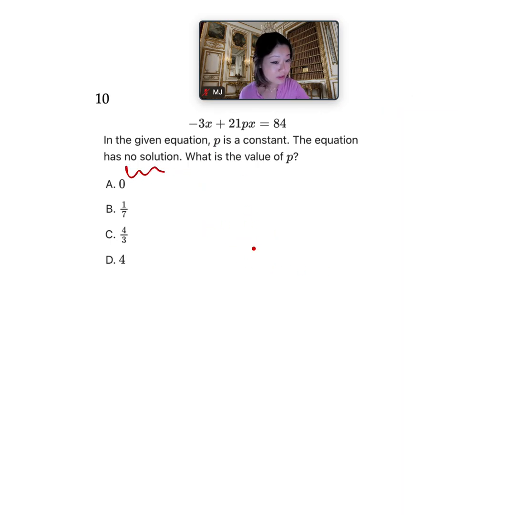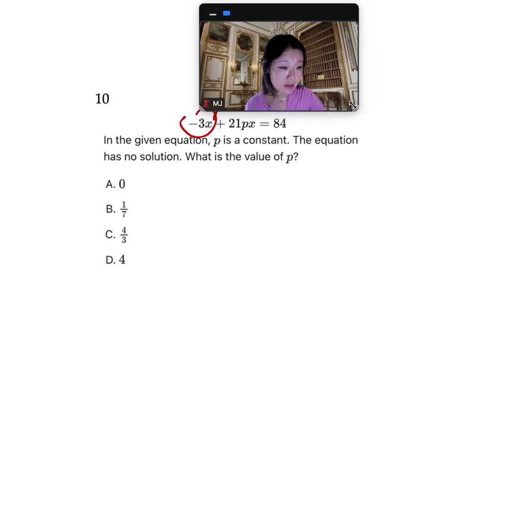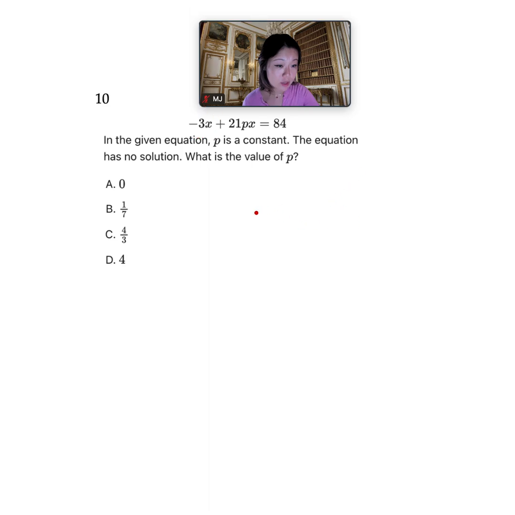There are different ways of thinking about it. One of my favorites is to think about it visually. If you think about the x over here and the x over here, if we bring the x over to the other side, what is going to happen? Let's try it. So 21px equals 3x plus 84. What I'm going to try to get you to see is that this could actually represent two lines crossing.